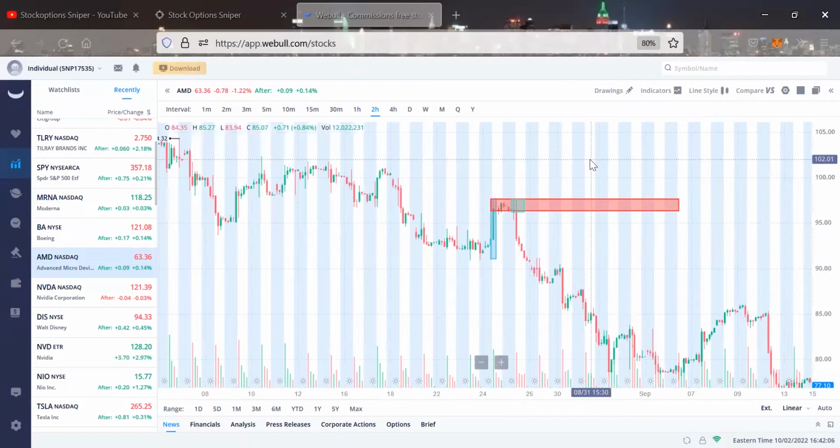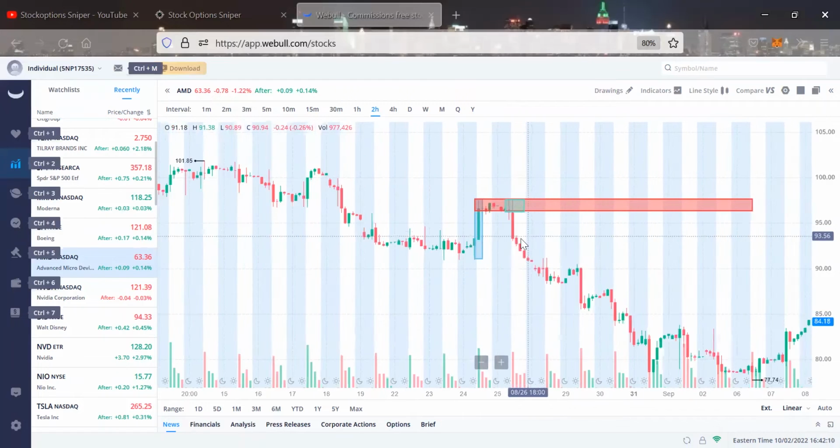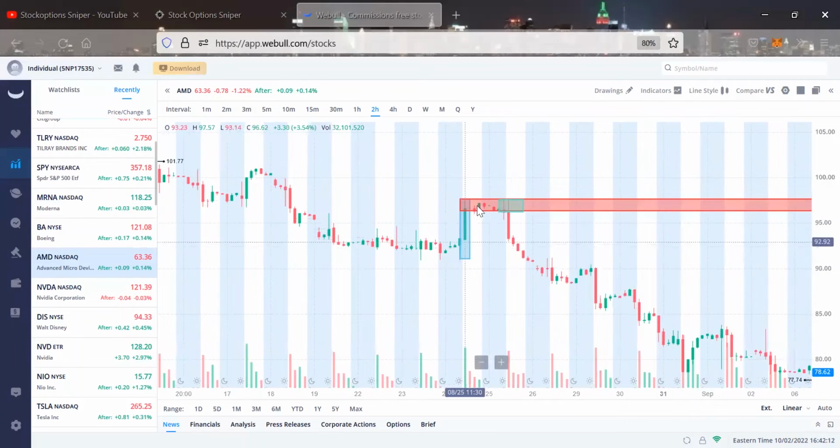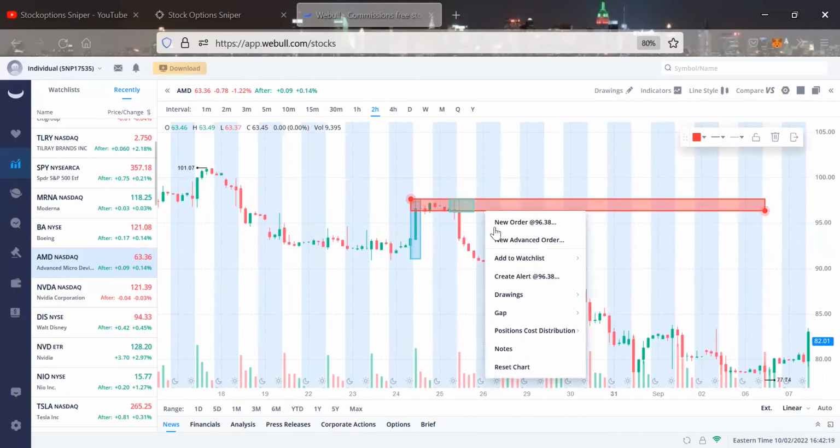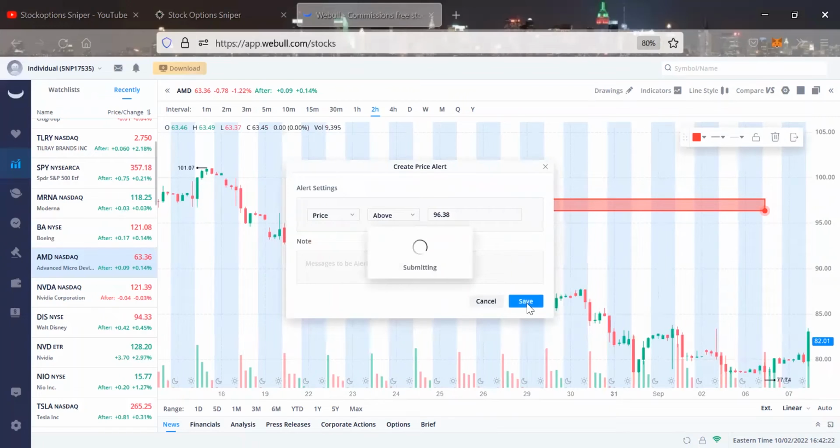Wait, hang on, you guys. Before I move forward, this right here is very, very important. So if you took this setup right here, you found your structure and you found your SND. Let's say you're not even seeing this. What you can do right here is just put an alert. Create an alert. Alert them right there.